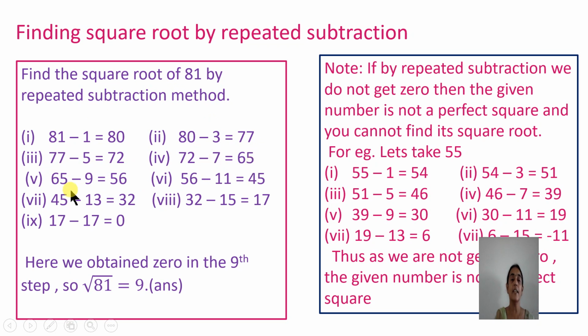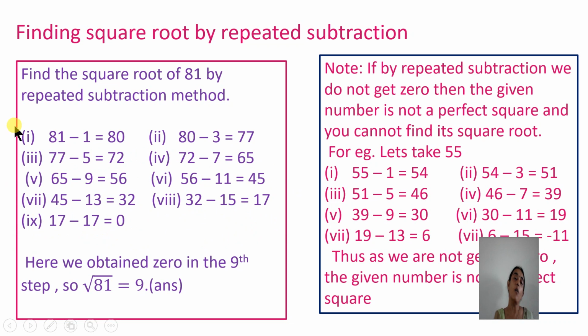And 65 minus 9, which is equal to 56. And 56 minus 11, which is equal to 45. The next odd number is 13, so 45 minus 13 is equal to 32. And the next number after 13 is 15, so from the result, 32 minus 15 is equal to 17. And the next odd number after 15 is 17, so I get 17 minus 17 is equal to 0.